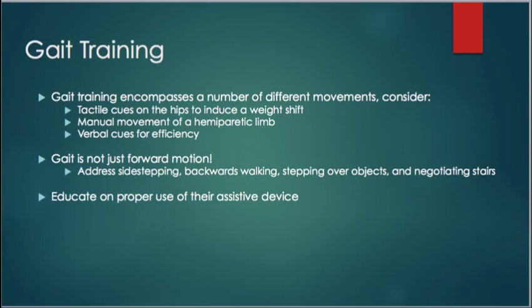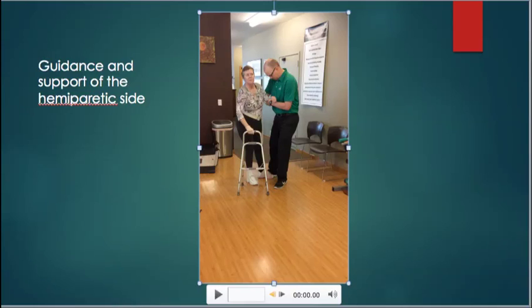Gait training can encompass a number of different movements. So after assessing how a person initially walks and what assistive device they may or may not use, you're going to want to consider using tactile cues on the hips to induce a weight shift onto their weak side, manual movement of a hemiparetic limb if they're not able to do it themselves, or different verbal cues for efficiency. It's also important to remember that gait is not just forward motion. You want to address sidestepping, walking backwards, stepping over objects, and negotiating stairs.